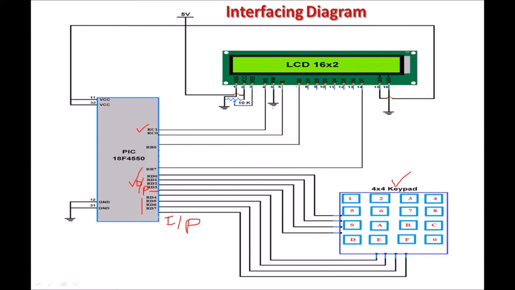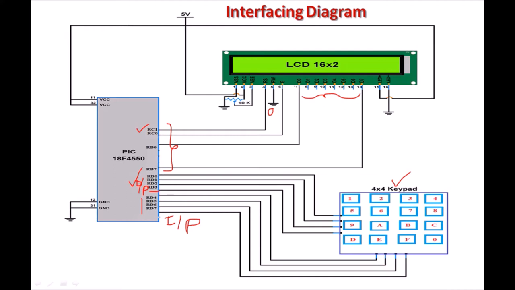The R/W bar is permanently connected to ground, so that is 0. Then the enable terminal is connected to RC0, and the data lines of this LCD are connected to port B, that is RB0 to RB7. In this video, I am not going to explain more about LCD interfacing, but the functions which I have already discussed in the LCD program, the same functions we are going to call in this keyboard interfacing program. So watch that video to understand about these functions.